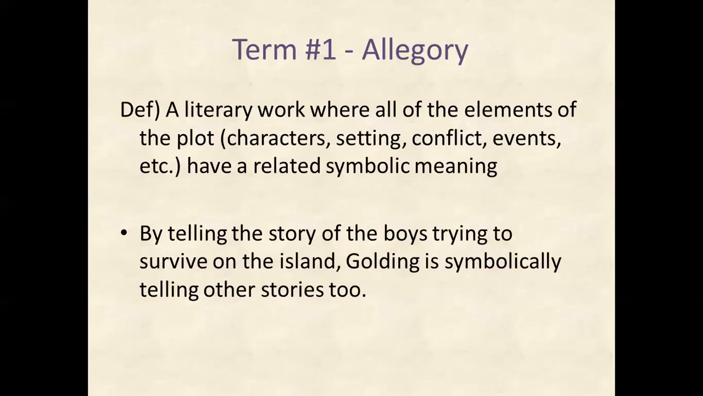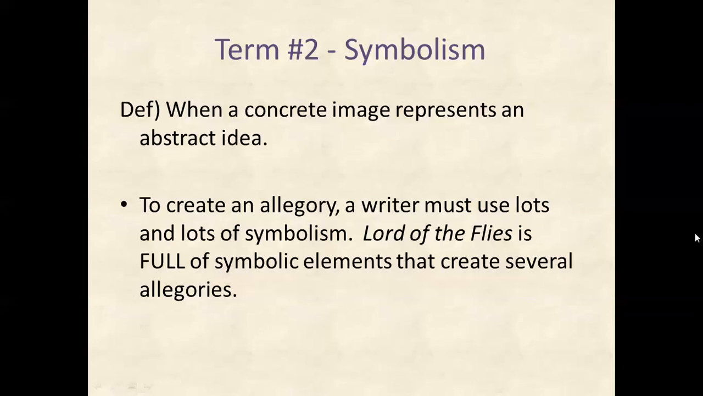And so there's always at least two ways, sometimes even more than two ways, of reading an allegory. There's the main plot, but then there's also what's being symbolized by the main plot. So by telling the story of the boys trying to survive on this island, Golding is symbolically telling other stories as well.